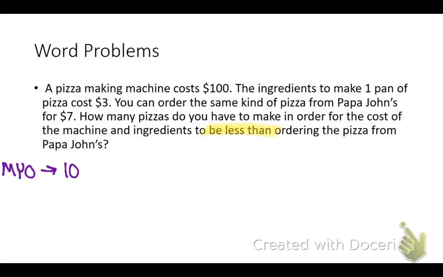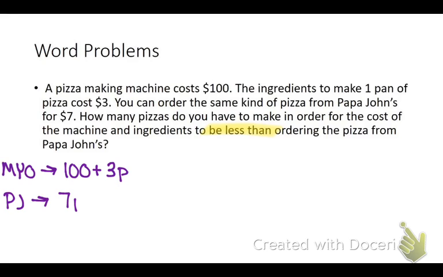$100 plus $3 per pizza. Do I know how many pizzas I'm going to make? No. I don't know how many pizzas I need to make. So there's my variable, plus 3p. I want you to form the expression that would go with ordering from Papa John's. PJ, Papa John's. How would we form that? What would it be?